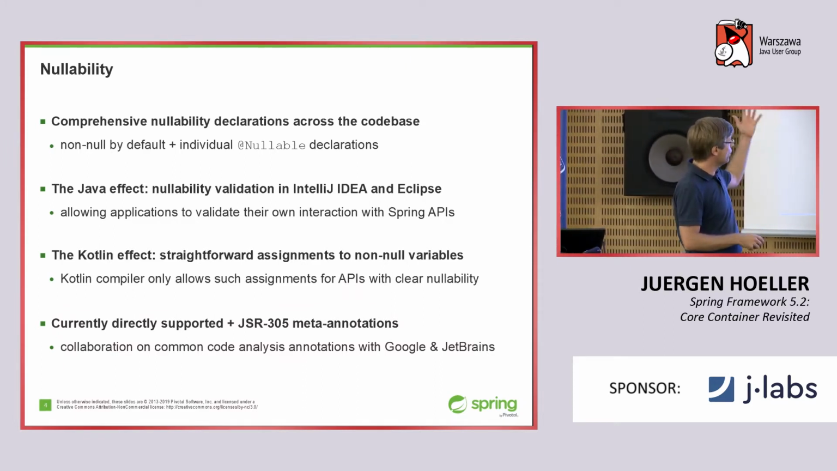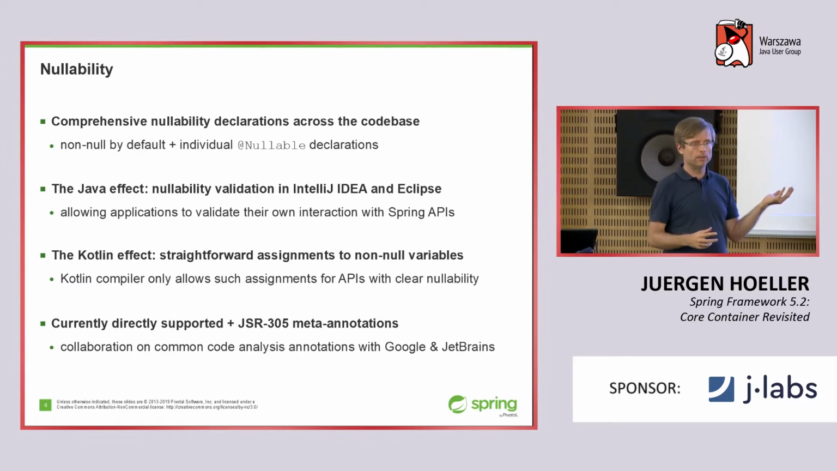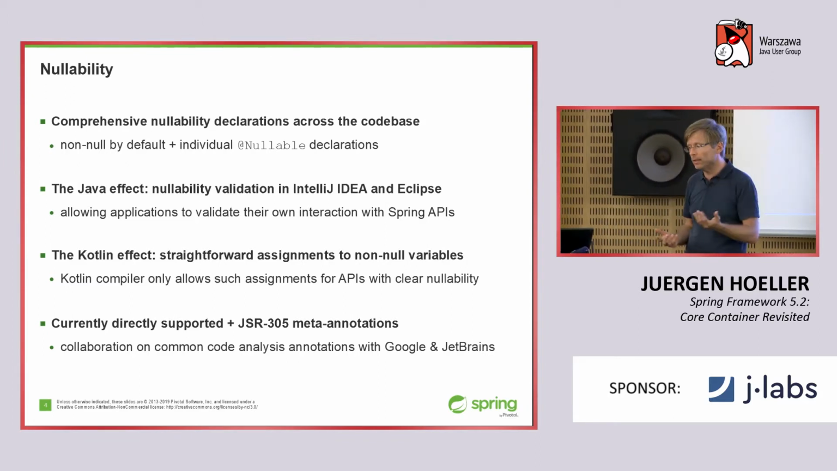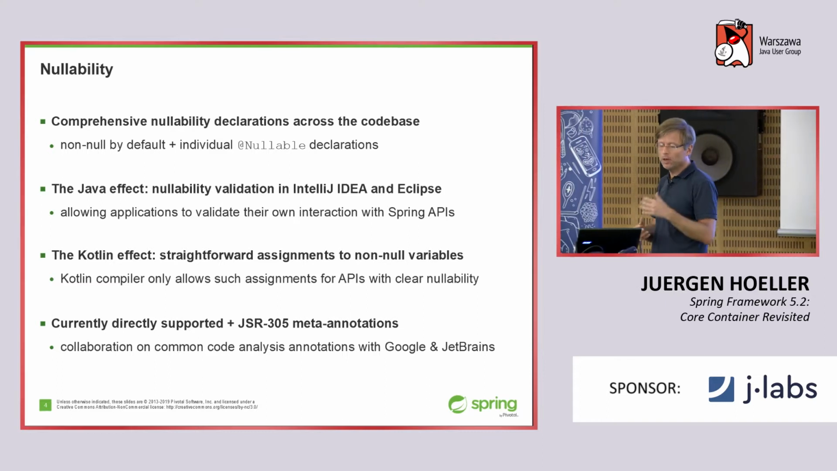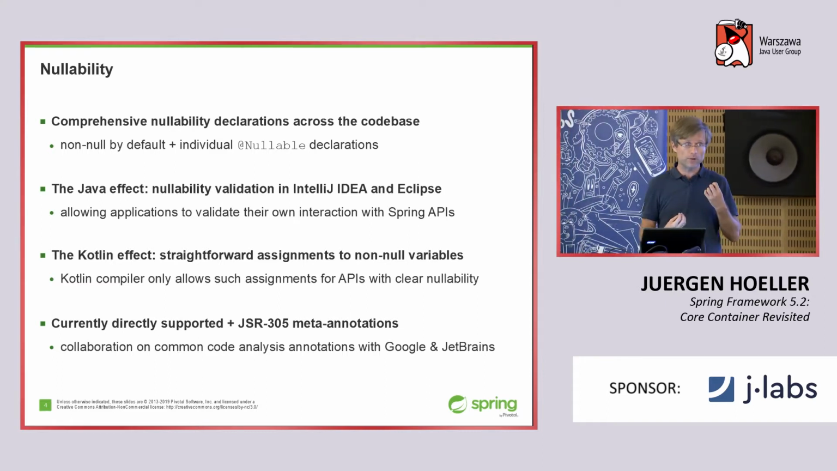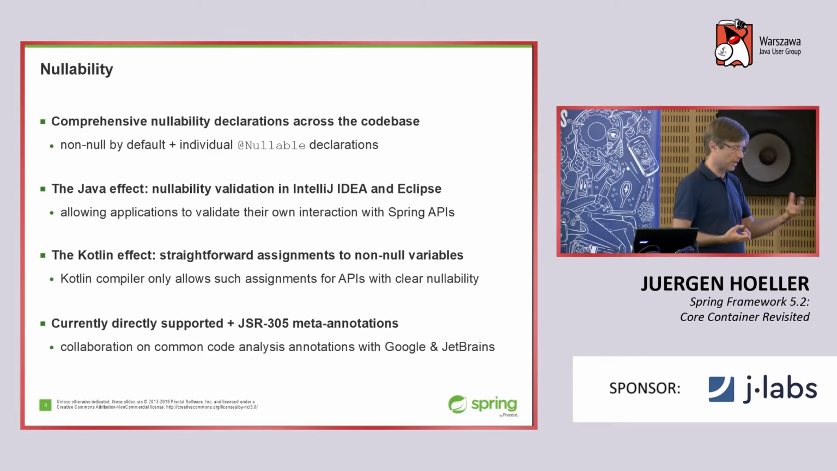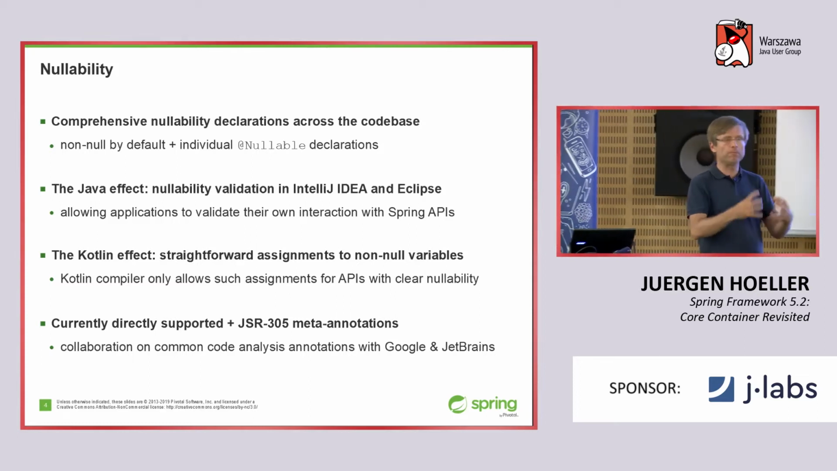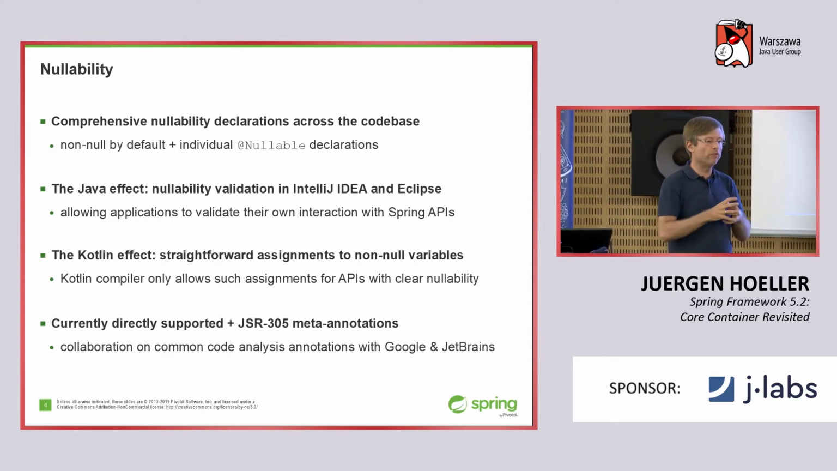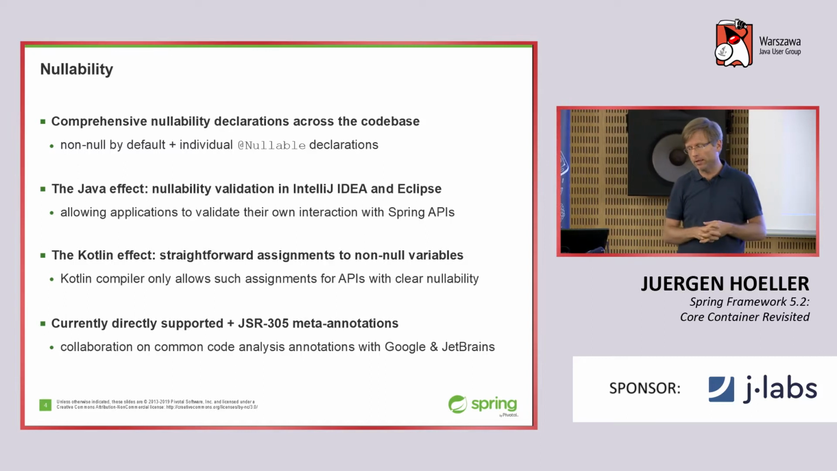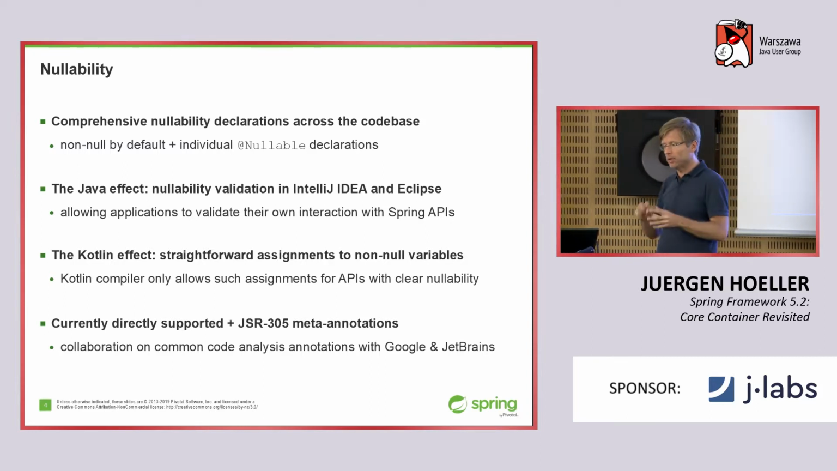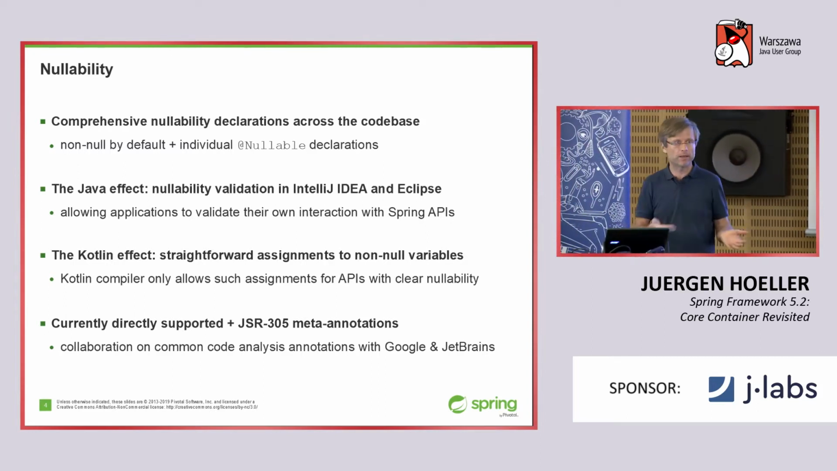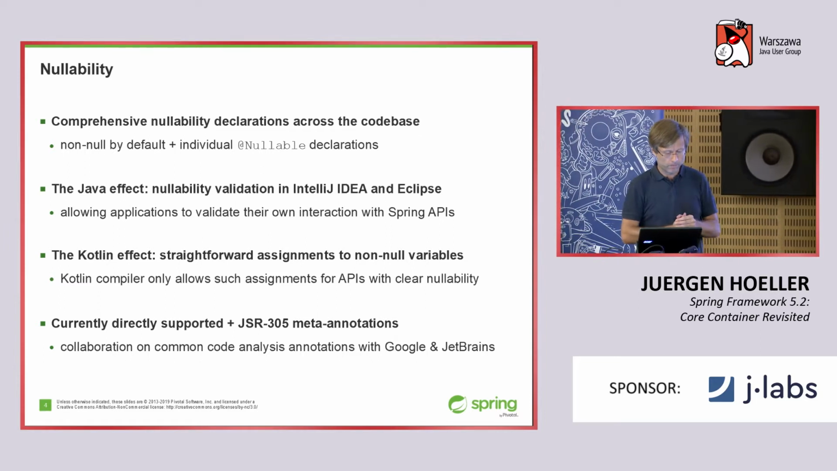And this is actually one of the key motivations why we're doing this. It's for idiomatic use of Kotlin. The Kotlin compiler understands our nullability annotations and can make a safe assumption, a strict assumption about a return value never being null. If we declare it non-null by default and there is no @Nullable annotation on it, the Kotlin compiler can make that assumption.